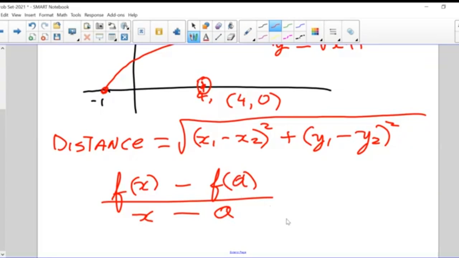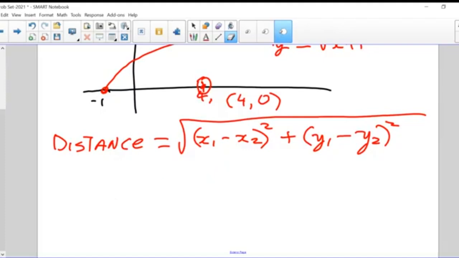So this is what you'd do if you're trying to do a limit, or sorry, a derivative. Let's erase that for now. Erase, come on, erase. Let's try that again. Okay.